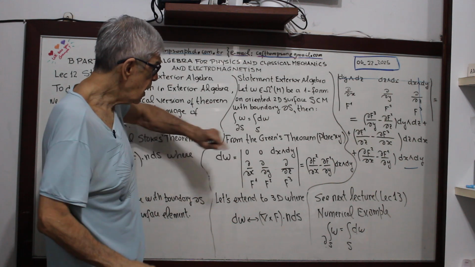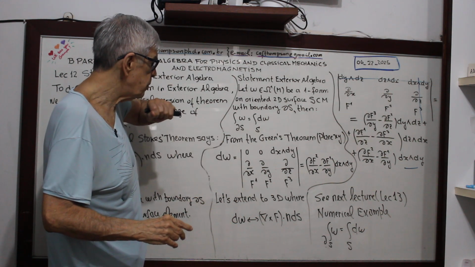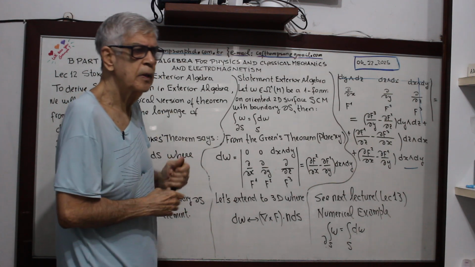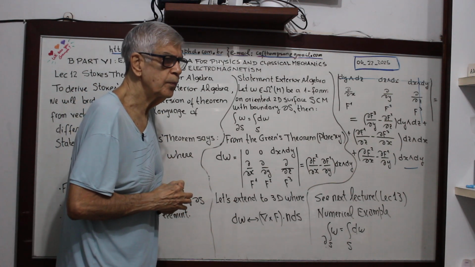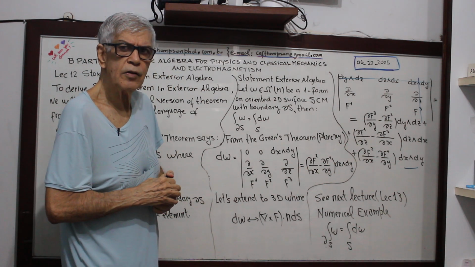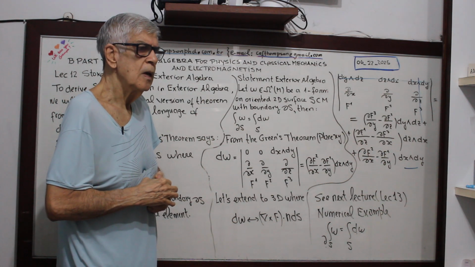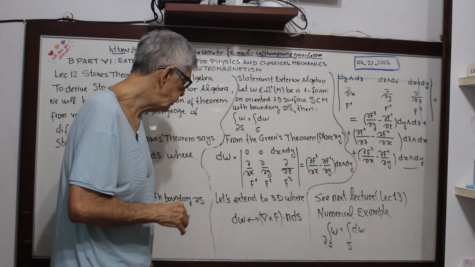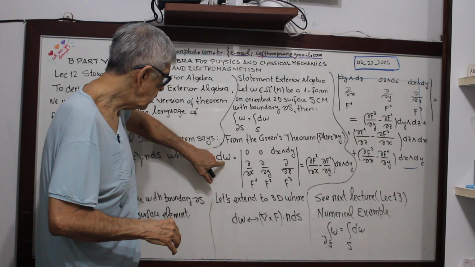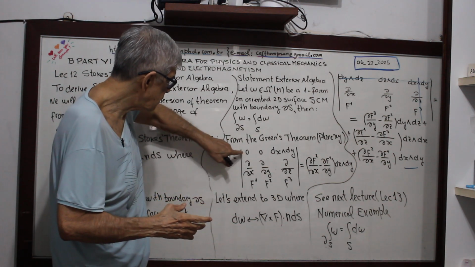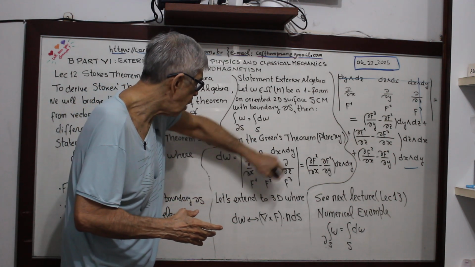Now, instead of developing this for each step, we will extend what we did for the Green theorem, okay? And I will show right here. So from the Green theorem, we saw that this is 0, 0, dx dy.